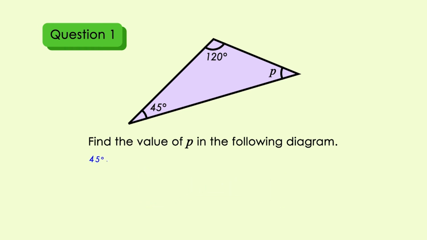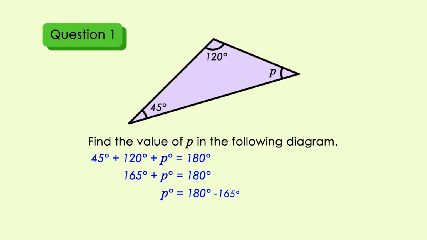Therefore, 45 degrees plus 120 degrees plus P equals 180 degrees. Next, add up 45 degrees and 120 degrees to get 165 degrees. To find P, we will subtract 165 degrees from 180 degrees. And the answer for P will be 15 degrees. Did you get the same answer as mine? If you do, then you are ready for the next subtopic.